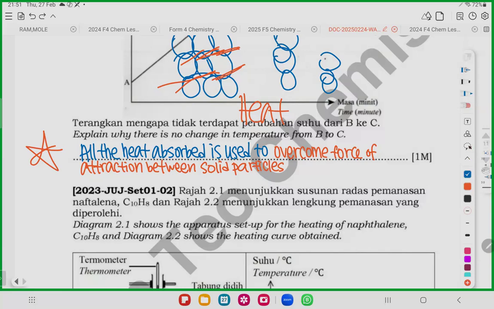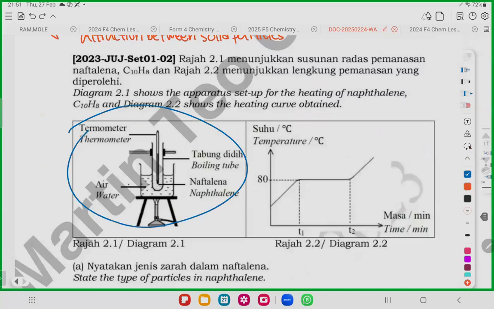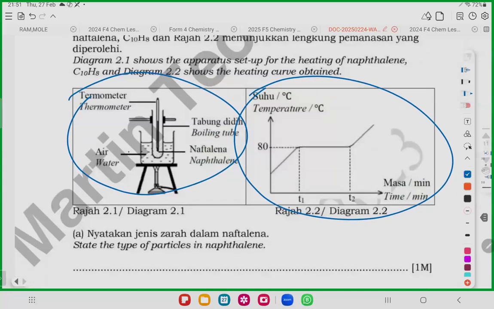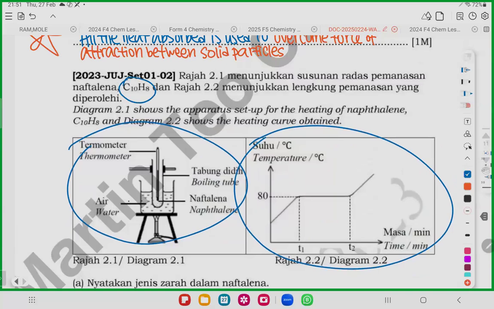Yeah, that's all. Okay, next one. This is a question coming from Pahang, 2023. So this is the diagram for heating curve. And this is the heating curve graph. What is the particle in naphthalene? Same thing. Naphthalene is C10H8.